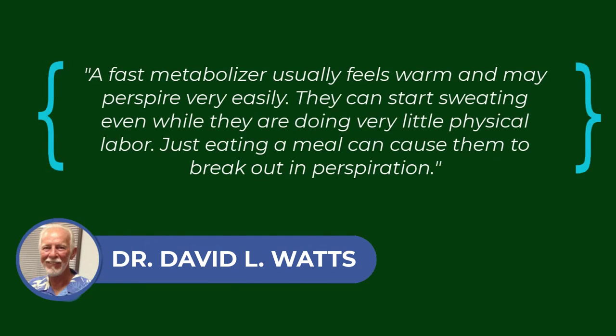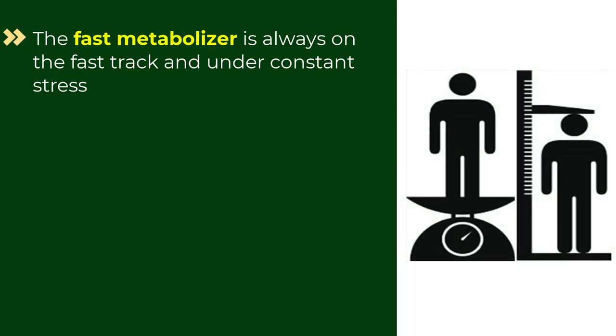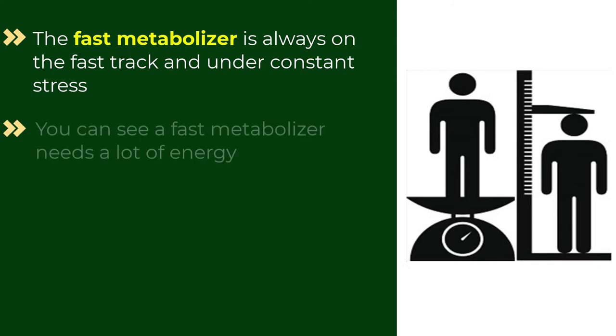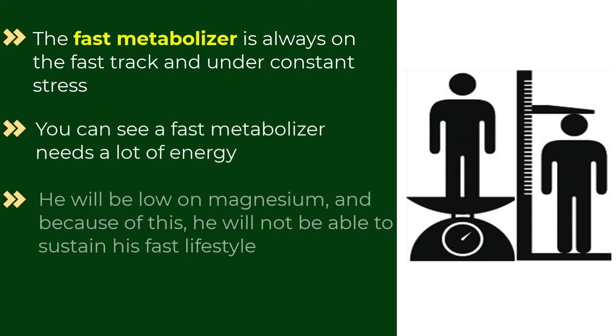A fast metabolizer usually feels warm and may perspire very easily. They can start sweating, even while they are doing very little physical labor. Just eating a meal can cause them to break out in perspiration. The fast metabolizer is always on the fast track and under constant stress. You can see, a fast metabolizer needs a lot of energy. He will be low on magnesium, and because of this, he will not be able to sustain his fast lifestyle.